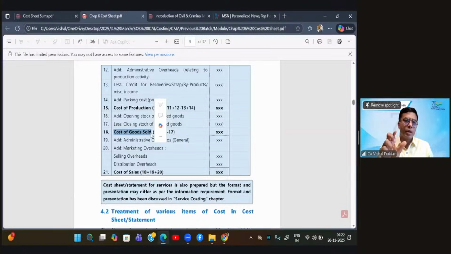Here in the cost sheet, we are getting the cost of goods sold. And in the trading account of accounts, we write the sales value directly. So what you get is GP, correct?